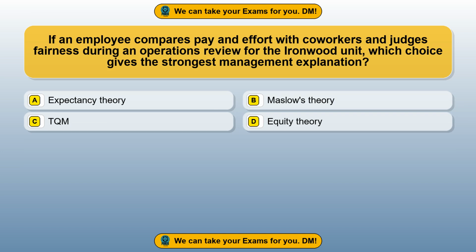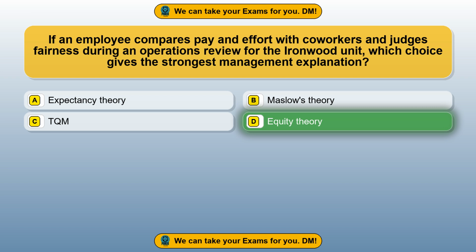Question 82. If an employee compares pay and effort with coworkers and judges fairness during an operations review for the Ironwood unit, which choice gives the strongest management explanation? Option A, expectancy theory. Option B, Maslow's theory. Option C, TQM. Option D, equity theory. The correct answer is option D, equity theory.